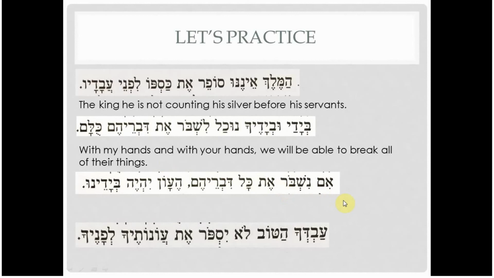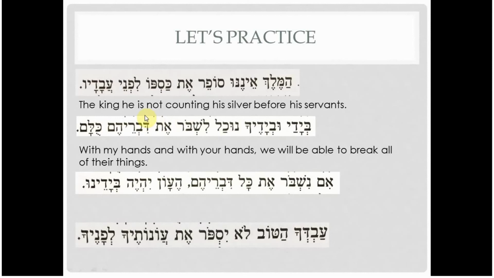Im nishbor et kol divrehem he'avon yiyeh beyadenu. Okay, so we begin with the word im, which you may remember is the word for if. Nishbor is, again, from shavar, which is a word that we noticed up here. It means to break. And the noon there in the front tells us that we're looking at a first common plural imperfect form of the verb.